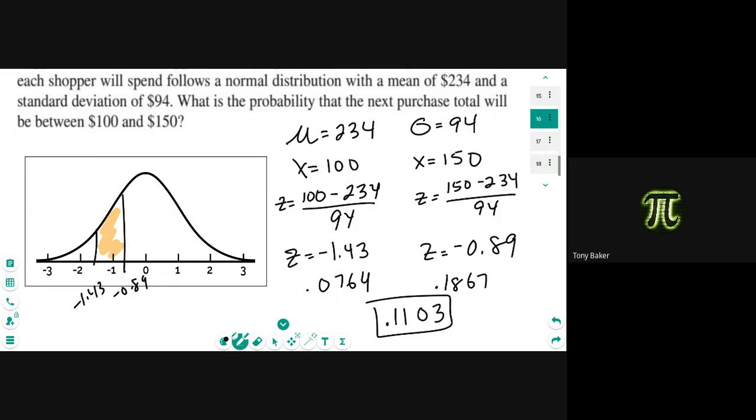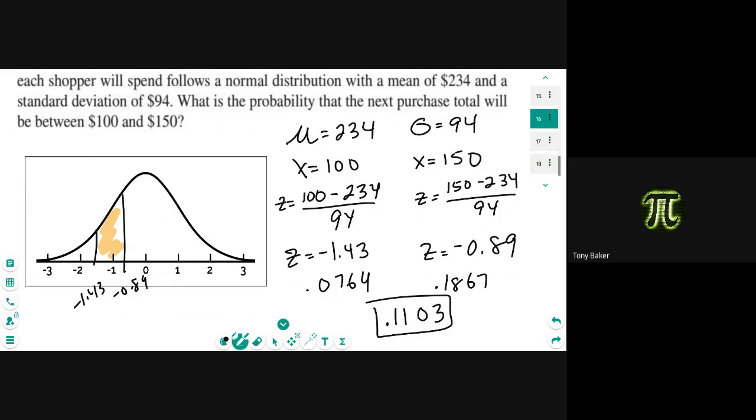Where are you getting these numbers? I'm so confused. Start. Look at negative 1.43. It's negative 1.43. Yeah, 100 minus 234 is a negative number. There's a negative side too. Wait, flip the paper on. Hold on.